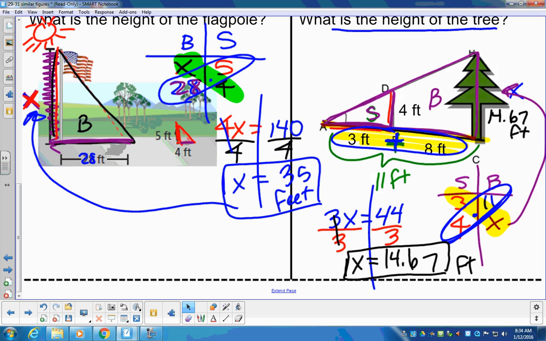Questions on how to find the height of a tree using cross products, 14.67 feet? Okay, meet me on the top of the next page.